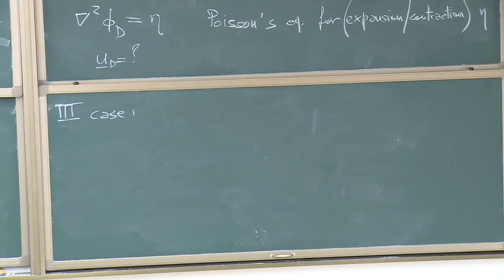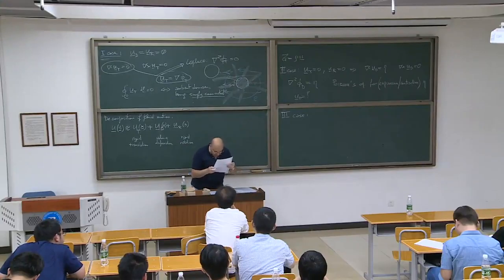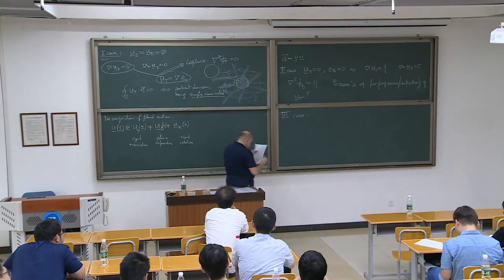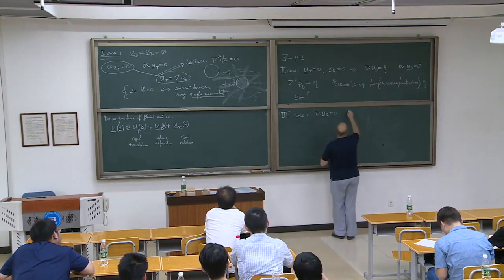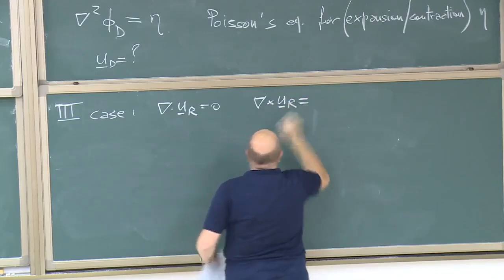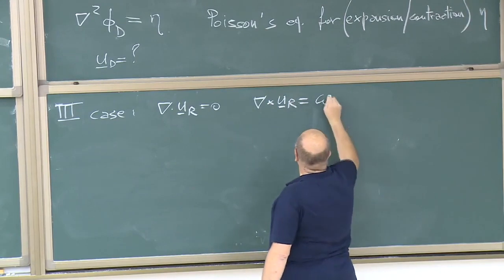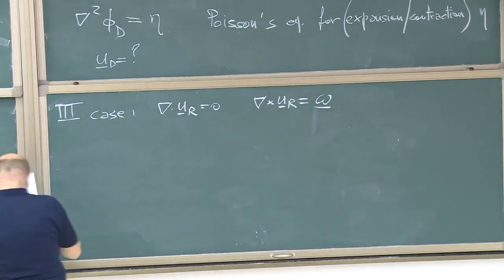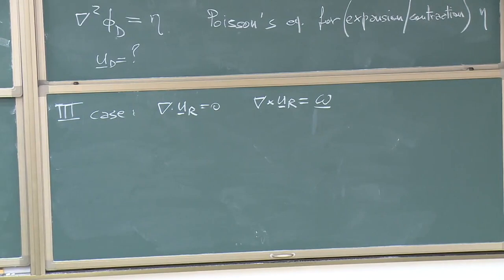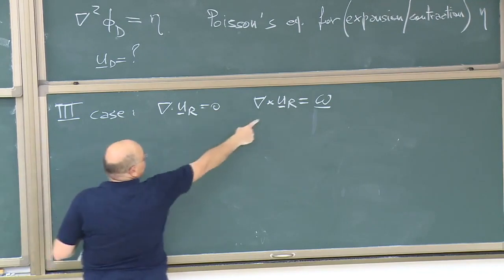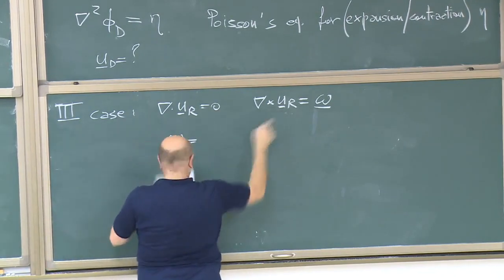Third case. And the third case is where UR is not divergent, and the curl of UR, which is the vorticity by definition. Here we have a few vector identities to use. I'm skipping this. You will read it, but from here we have omega equal what I wrote.